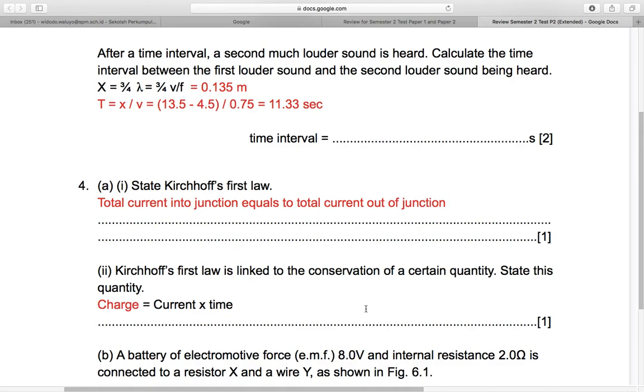Question I. Kirchhoff's first law is linked to the conservation of a certain quantity. State the quantity. The quantity is charge. Why charge? Because charge depends on current times t. So we can say the conserved quantity is charge.